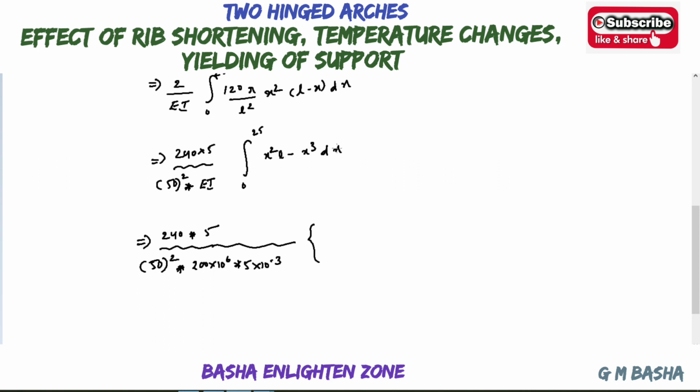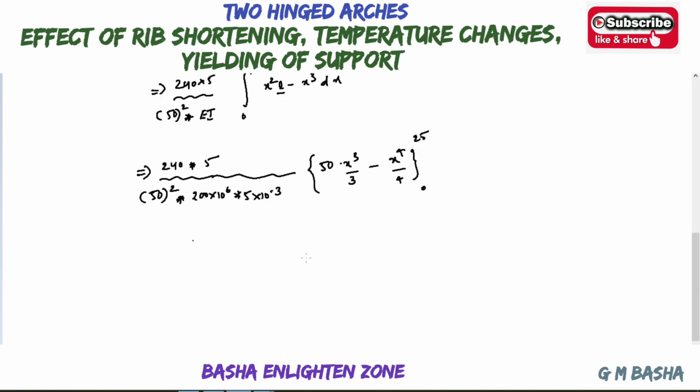Integral of x square dx, that is where the L value will be equal to 50. 50 times x square will be equal to x cube by 3, again minus, for x power 3 will be equal to x power 4 by 4. So 0 to 25. So apply the upper limit and then the lower limit.